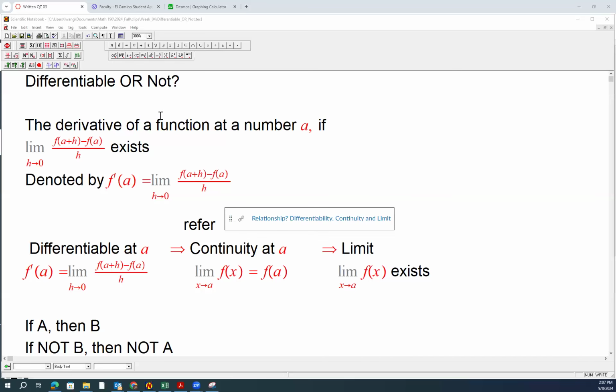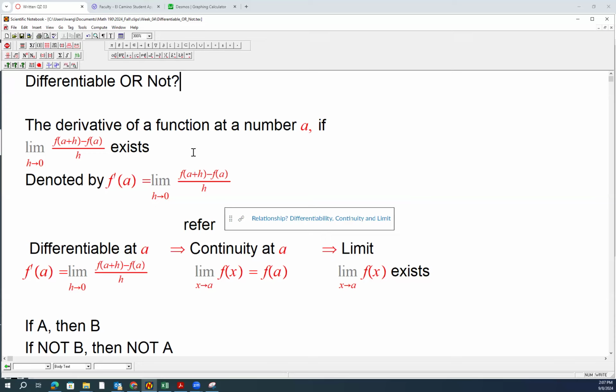Hello, in this lesson, I would like to talk about differentiability or not differentiable. So the title is differentiable or not. Okay, how do we decide if a function is differentiable at a point?